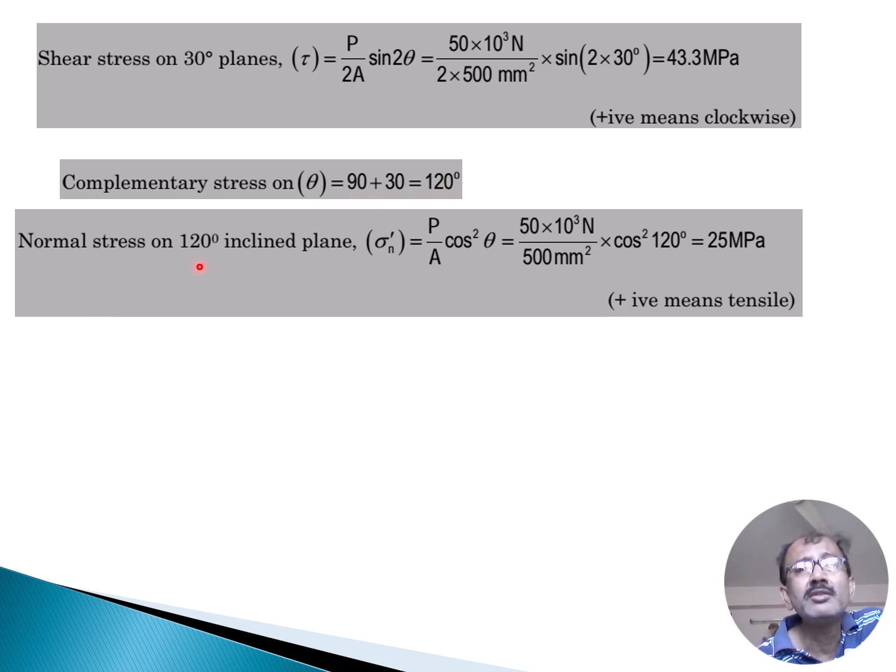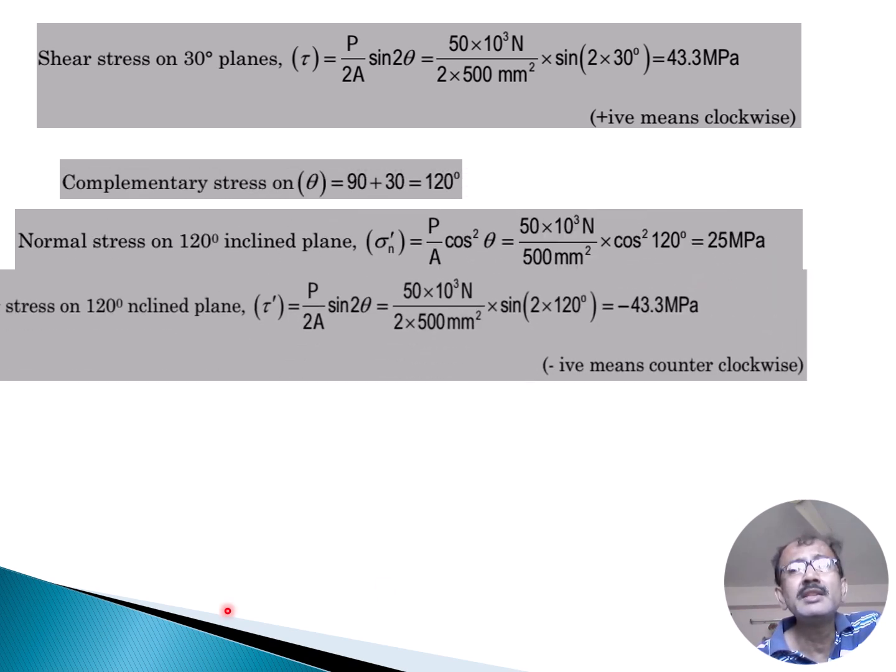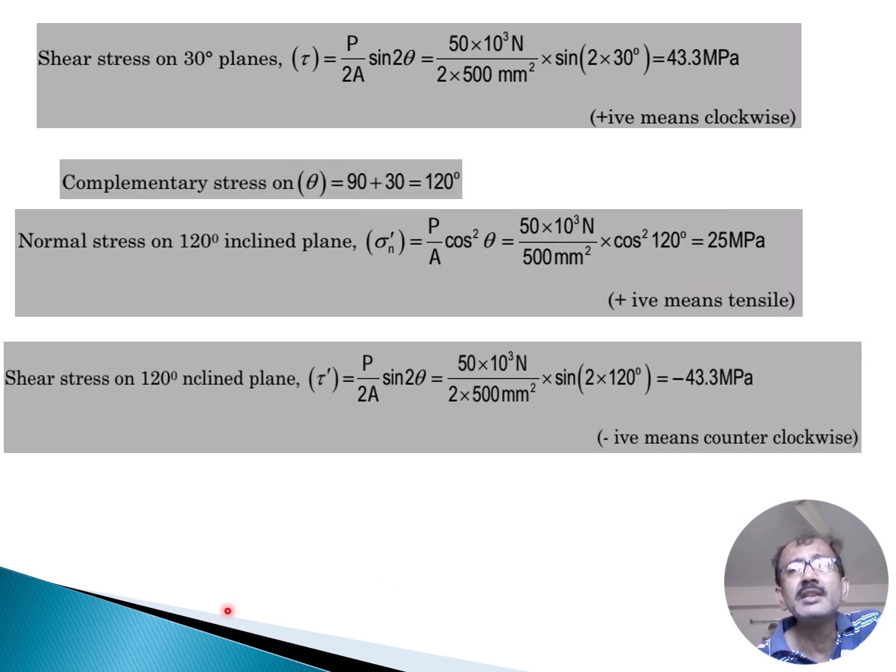Now the normal stress on the 120-degree inclined plane, that is sigma n dash, the complementary normal stress. We just put the value and we get this. Similarly, in the same fashion, the shear stress on the 120-degree inclined plane, that is tau dash, should be p by 2a sine 2 theta. Here theta equals 120 degrees, and we get minus 43.3 MPa. Negative means counterclockwise.